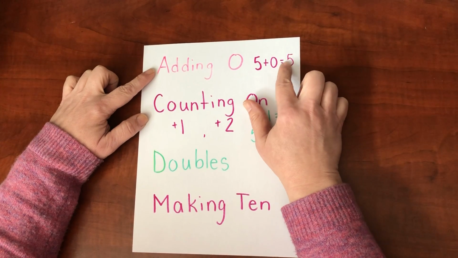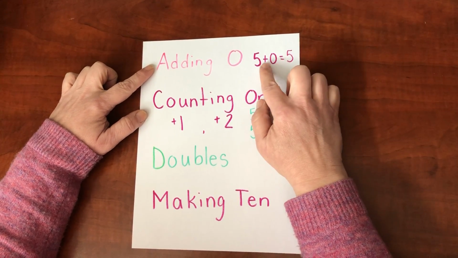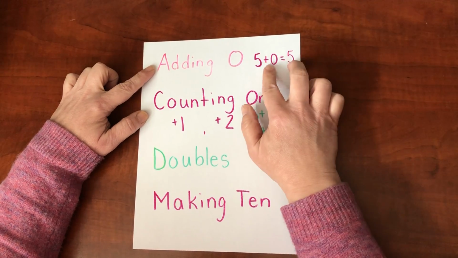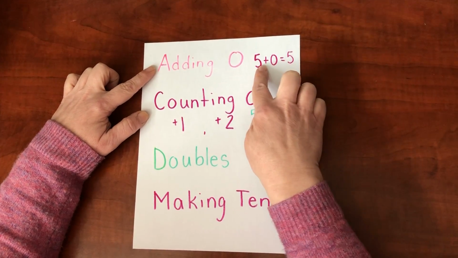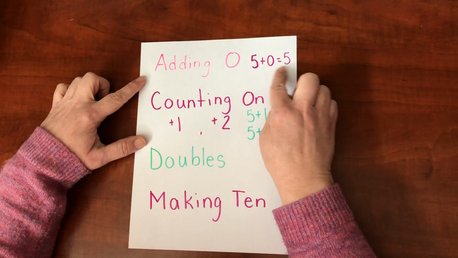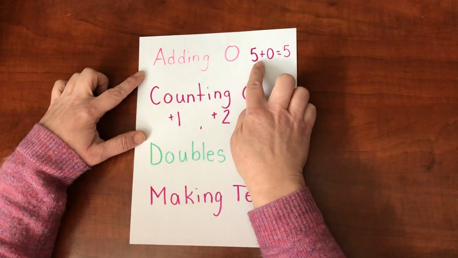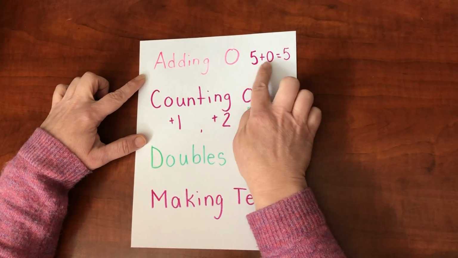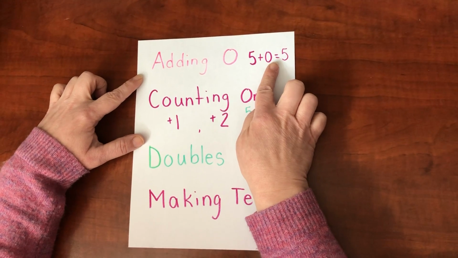Remember, equal sign does not mean the answer, right? It means a balance on both sides of the equation. So the value on this side of the equation has to be the same as on this side of the equation. That equal sign does not mean the answer. It means a balance on both sides. So when you add 0 to a number, it doesn't change the value on this side of the equation. So those ones should be pretty straightforward when you're looking at your basic facts.